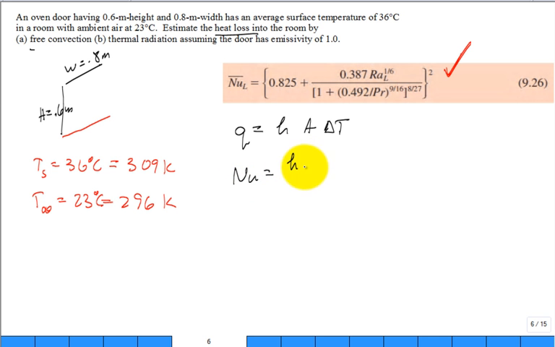h, L is the length scale, L right here. And so to be consistent, the height in the direction of gravity is our length scale to be used. So it's hL over k of the fluid. So to find h, you unravel the Nusselt number. That's what I say, unravel it. And how do I get the Nusselt number? Use the correlation. That would be the correlation to use.